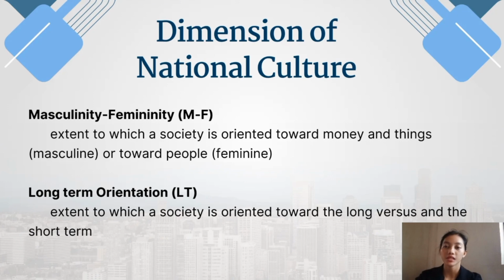Next is masculinity or femininity: the extent to which the society is oriented towards the masculine or the feminine. Different societies have different roles for masculine and feminine. Even in our society, certain jobs are always thought of as more feminine and certain jobs as more masculine.